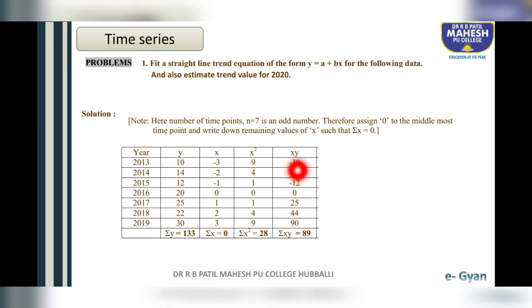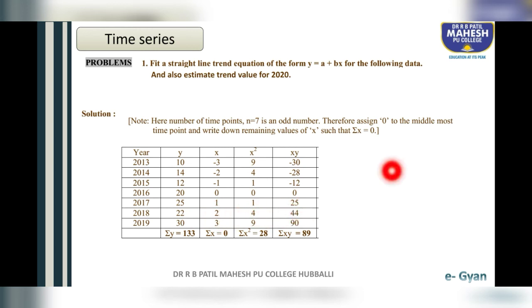Next you have to find out xy, so multiply x into y. Minus into plus is minus: 10 3s are 30, so minus 30. Minus into plus is minus: 14 2s are 28, so minus 28. 12 1s are 12, so minus 12. 20 zeros are 0. 25 into 1 is 25. 22 2s are 44, and 30 3s are 90.